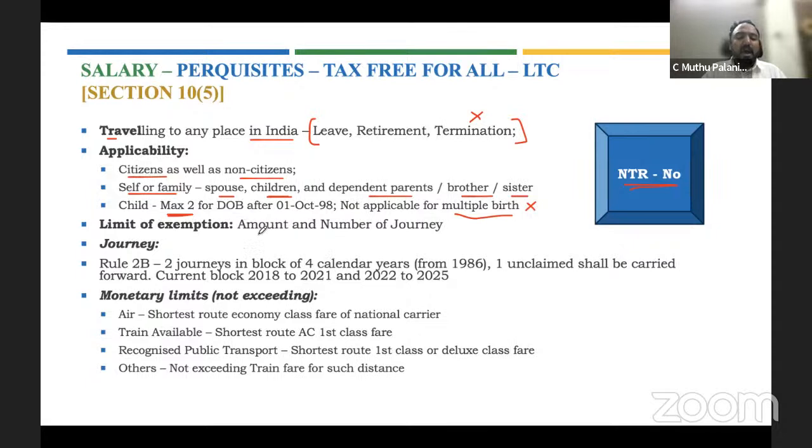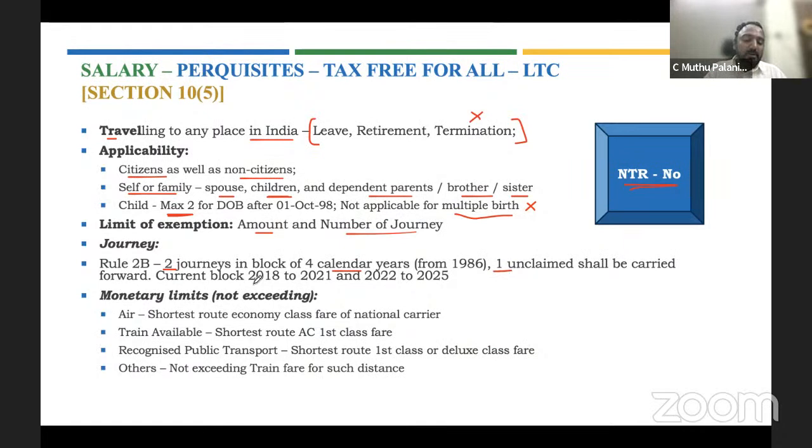Limit of exemption. Amount is also given, and number of journeys. So there are 2 types of limit: one is amount, another is number of journeys. What is the number of journeys limit? 2 journeys in a block of 4 calendar years. So it's not the previous year, it is calendar year. The current block is between 2022 and 2025: 2022, 23, 24, 25. In these 4 years, you can travel twice. But if you're not able to travel, in the previous block, you can carry forward one alone.